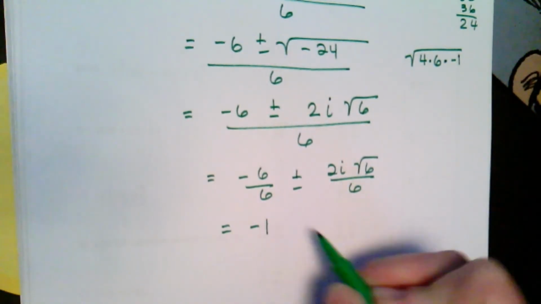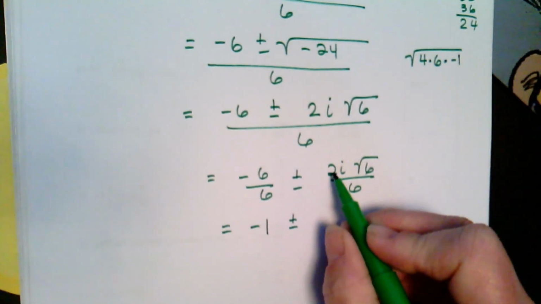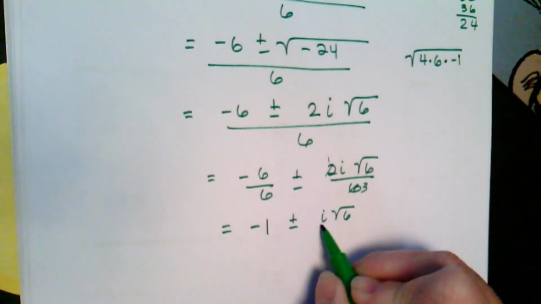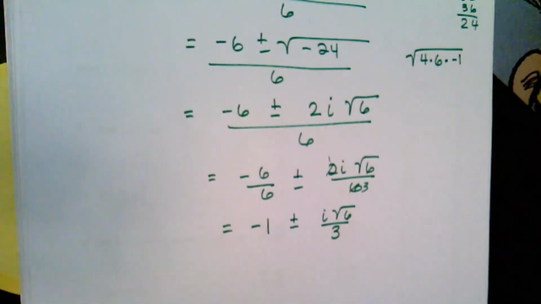So this is negative 1, and this is plus or minus, and this will be i square root of 6 over 3. So again, 2 answers, one with the plus, one with the minus.